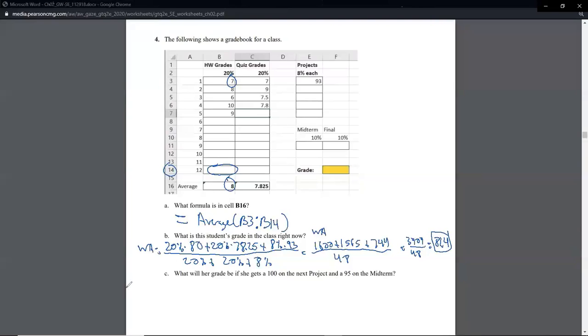All right, part C, beefing it up a little. Now we got some more grades. Still not a completed course. We got 100 on the next project. So with part B, now this is 100 and a 95 on the midterm.